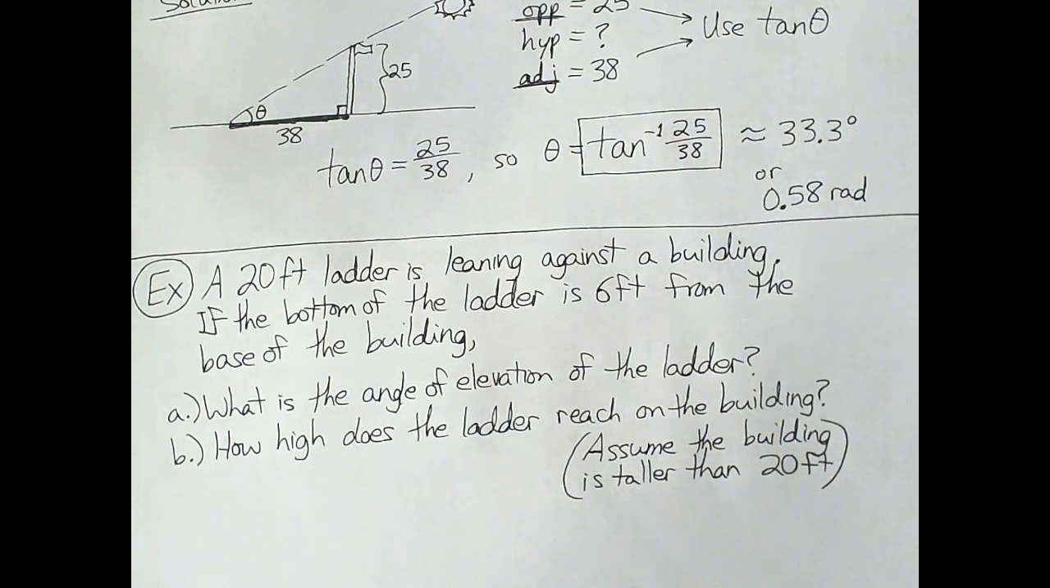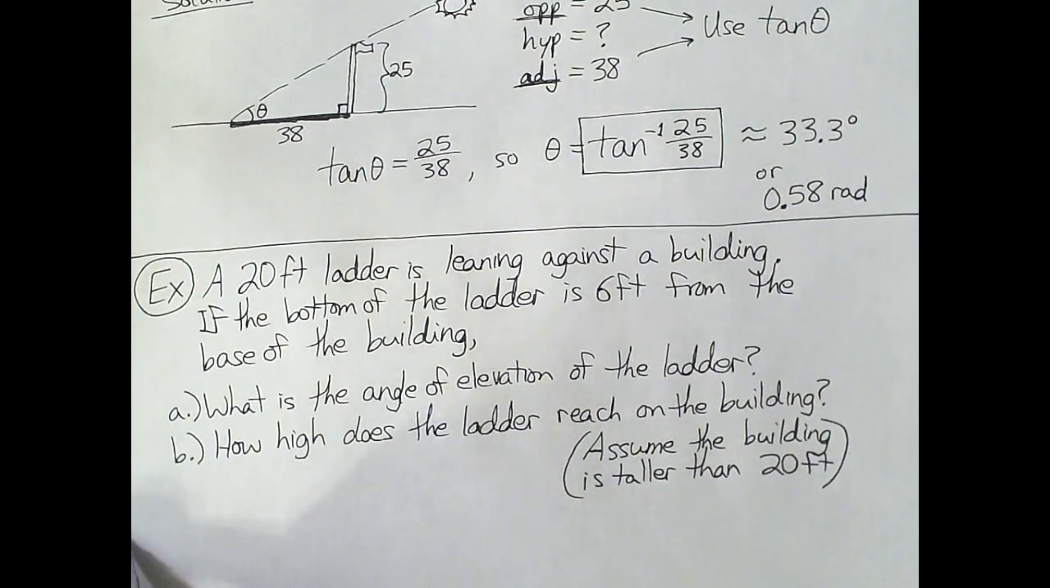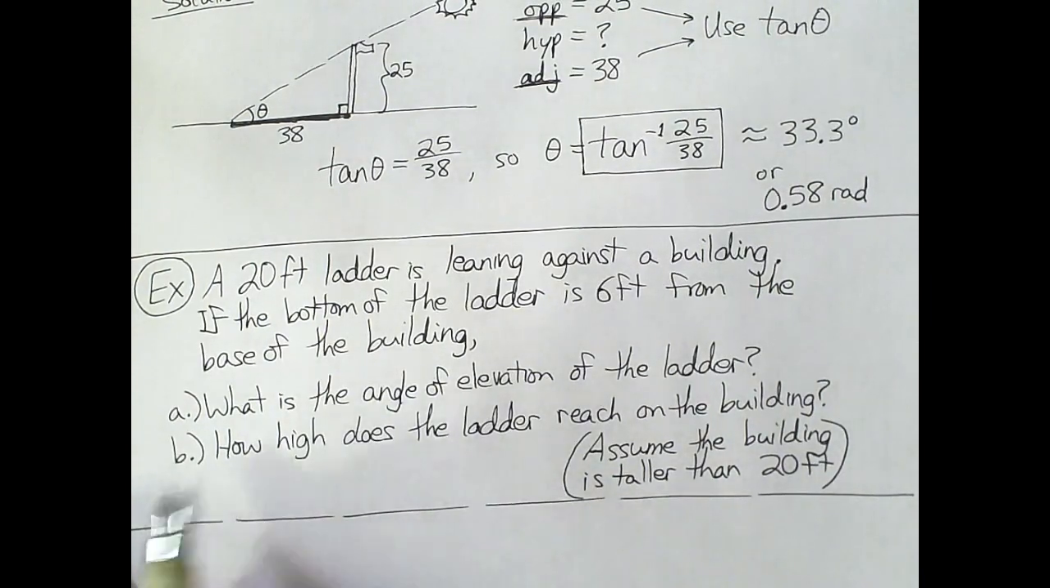So, is this similar to the flagpole problem, or is this different? I guess part A is similar, right? Because part A is asking us for an angle of elevation. So maybe it is kind of like the previous problem. Anyway, that's how it's given to us. I'm going to draw a picture. The picture's not given, but I think I can draw one based on the info that is given.